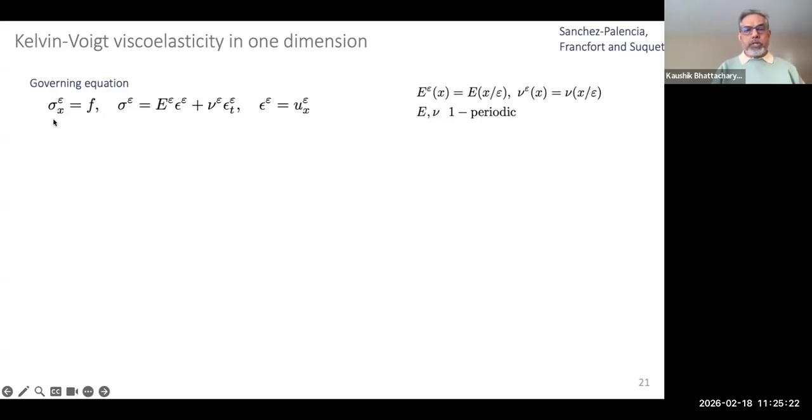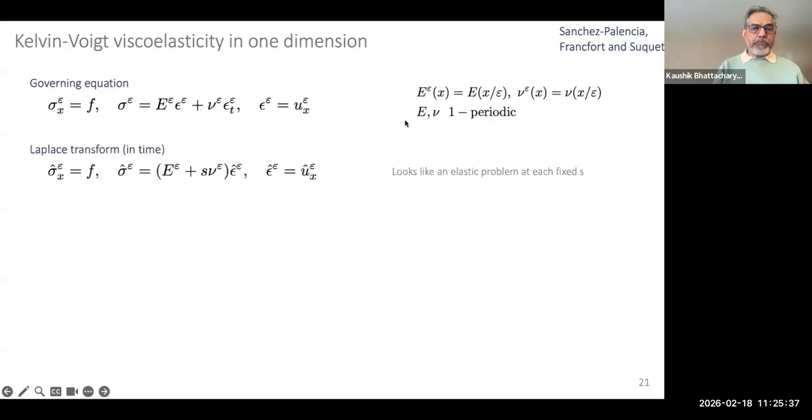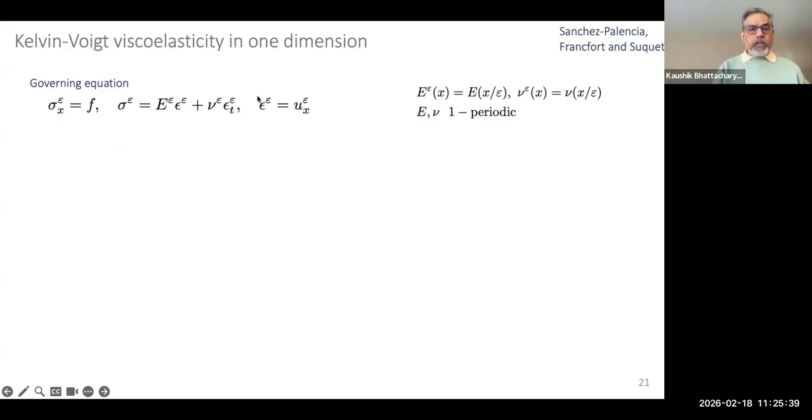So that's my equation. I'm going to assume periodicity, not necessary. You can do whatever you would like, but periodicity makes calculations easy. So I'm going to assume that this is one periodic medium. E and nu are periodic. Okay. So how am I going to solve a problem like this? You notice that this is linear. So let's try to get rid of time by taking the Laplace transform.